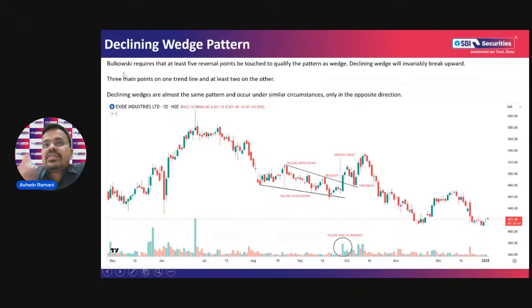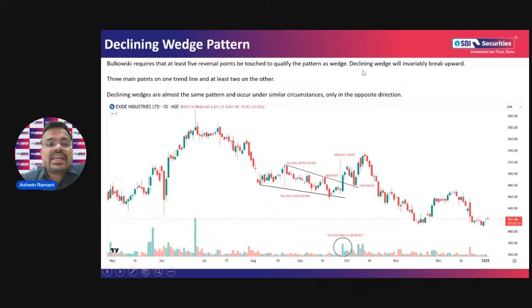So Bulkowski, we saw Bulkowski was a trader who has worked extensively on chart patterns. उनका एक website भी है, thepatternsite.com. So we discussed this last week. I don't know how many of you got a chance to look at that website.